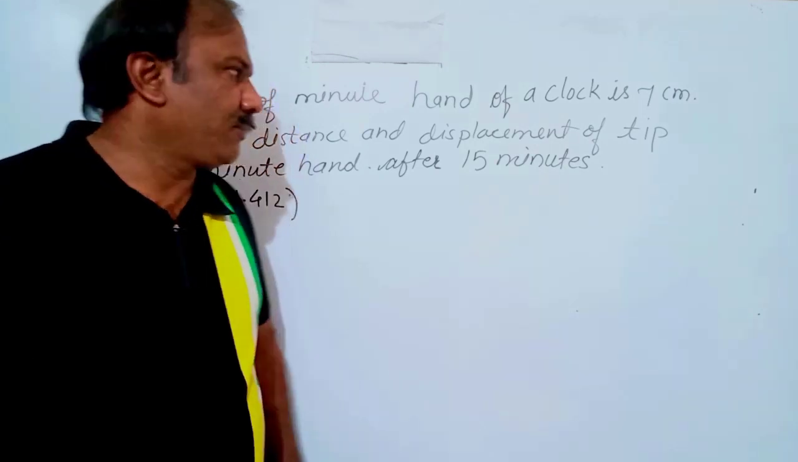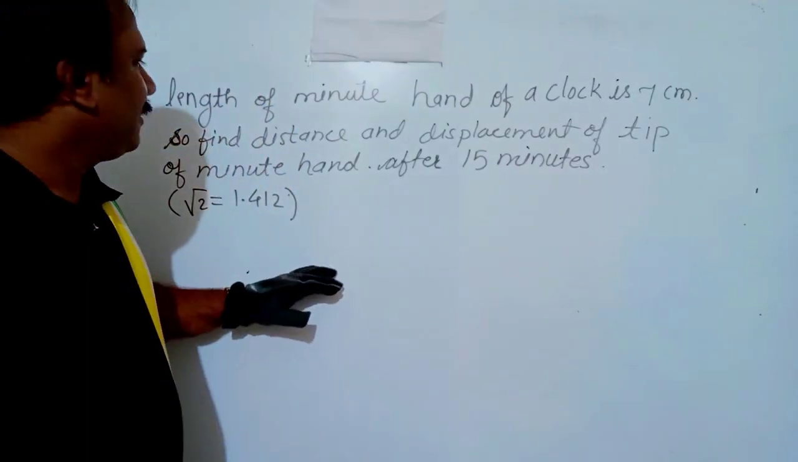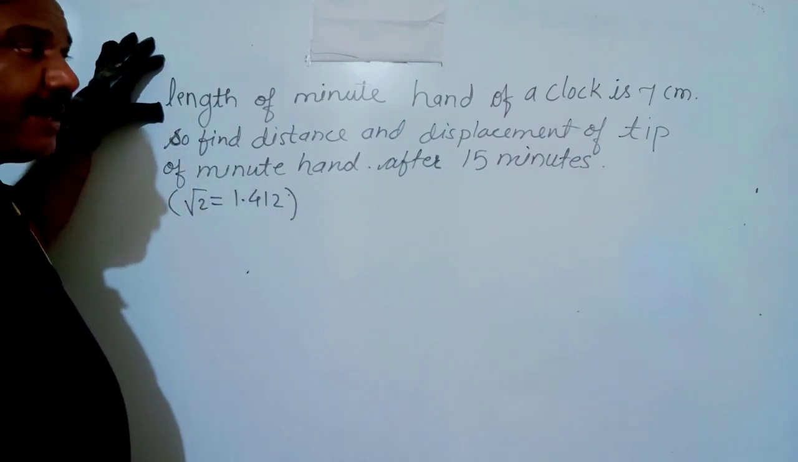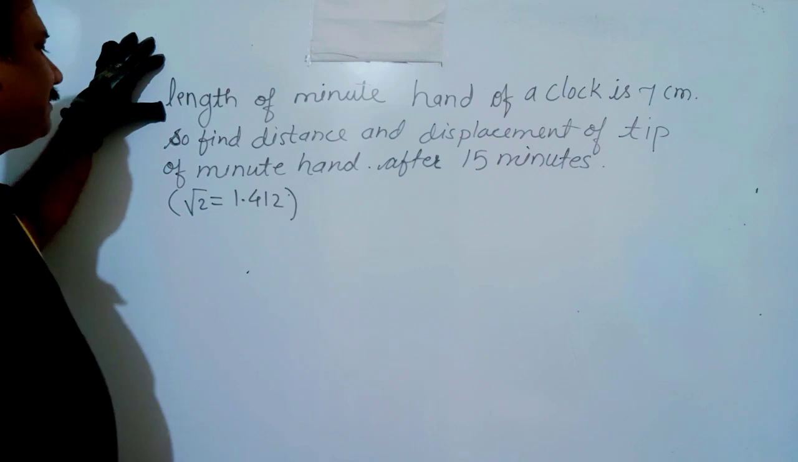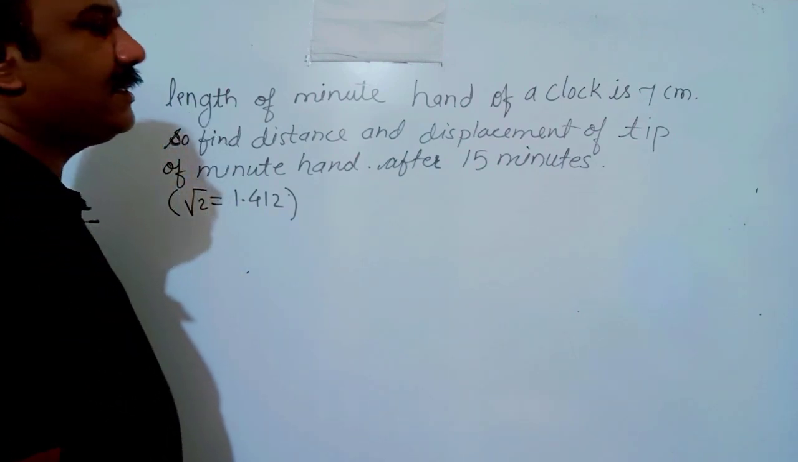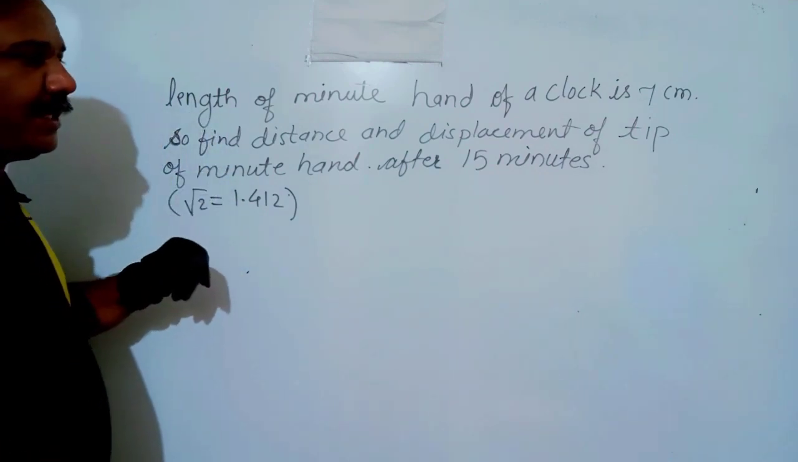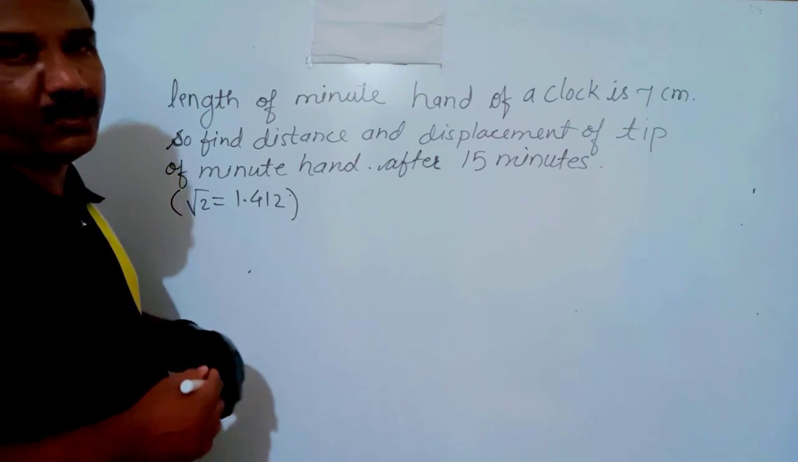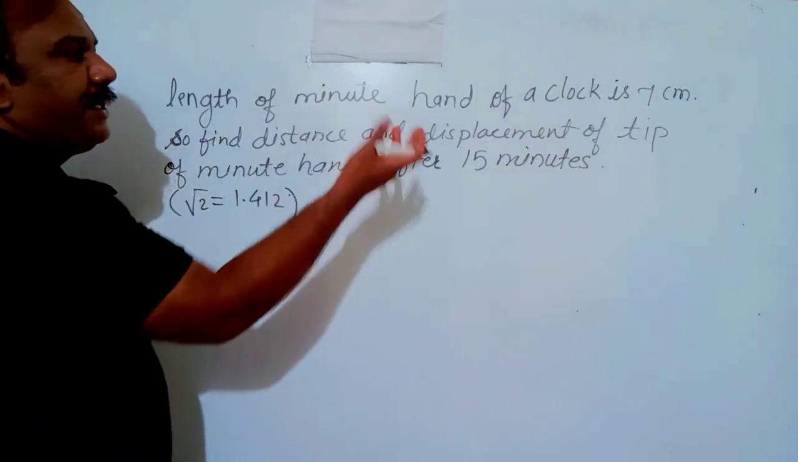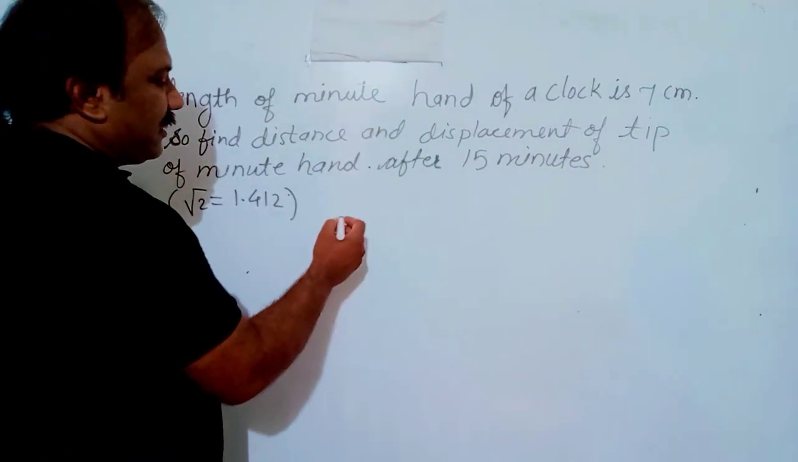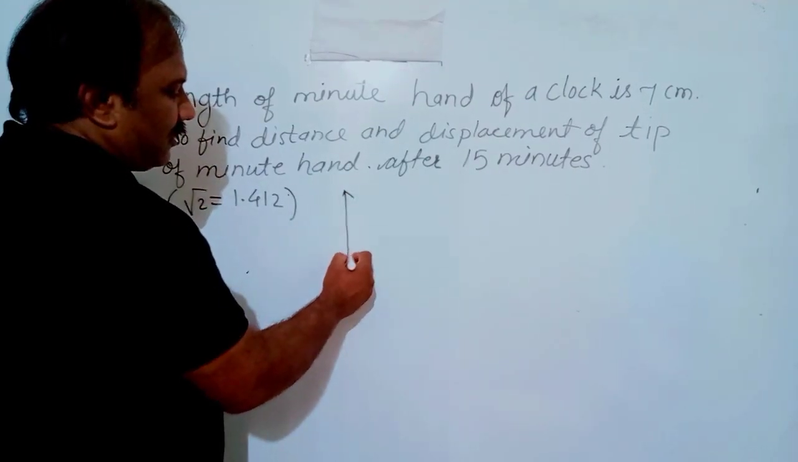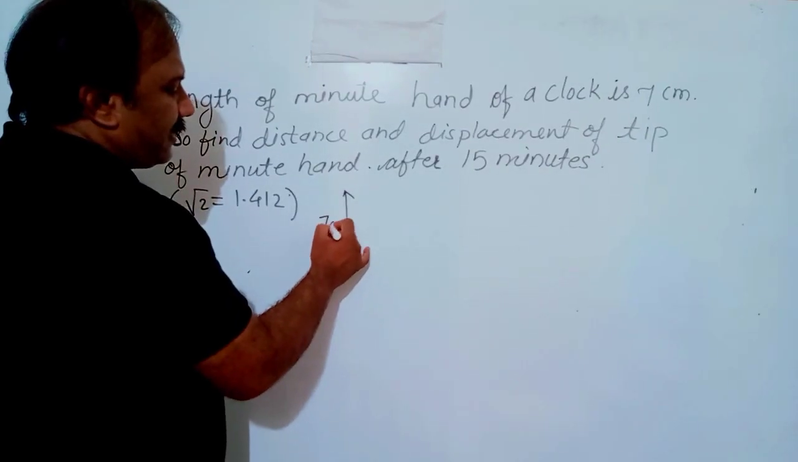Let us see another problem of this topic. In this problem, the length of minute hand of a clock is 7 centimeter. Find the distance and displacement of the tip of minute hand after 15 minutes, and the value of root 2 is given as 1.412. So the length of minute hand of a clock is 7 centimeter.